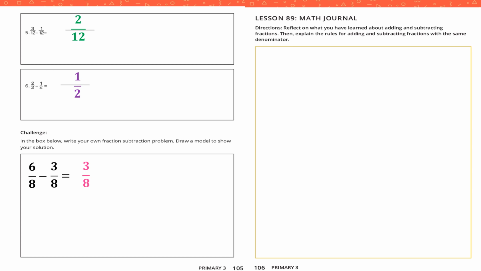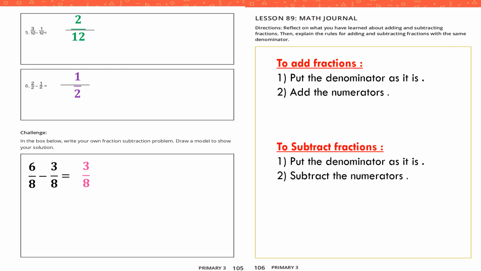The math journal: reflect on your work, what you have learned about adding and subtracting fractions. Here, to add fractions we have 2 steps. Number 1, put the denominator as it is. Number 2, add the numerators together. Also, when we subtract 2 fractions, number 1, put the denominator as it is. Number 2, subtract the numerators also together.